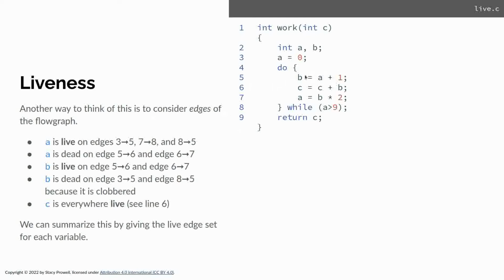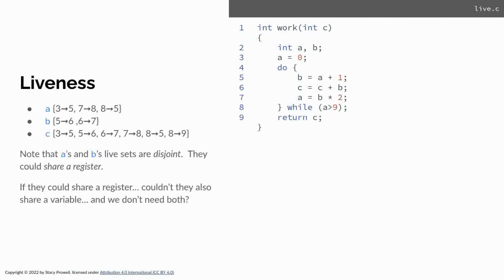So the edge between this node and this next node here is what's live between 5 and 6. We look down here and we see that A is dead, B is live, and C is live. So we can give a live edge set for every variable. That's another way to do it. It looks like this. This tells me where each of the variables is live.